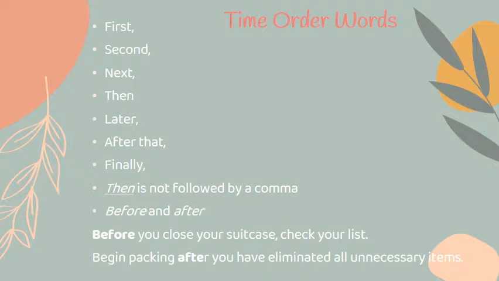There's something very important you have to use while writing a process paragraph, which are the time order words. These time order words help you to write the steps in the correct order and to make your paragraph stronger. These words are first, for example, second, next, then, later, after that, finally. Notice that all the words are followed with a comma except then. Then is not followed by a comma. Also, we can use before and after. Example, before you close your suitcase, check your list. Or begin packing after you have eliminated all unnecessary items.